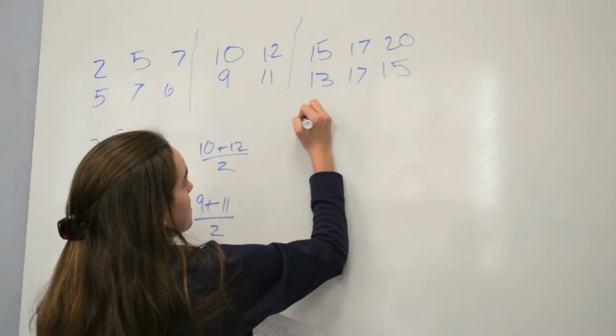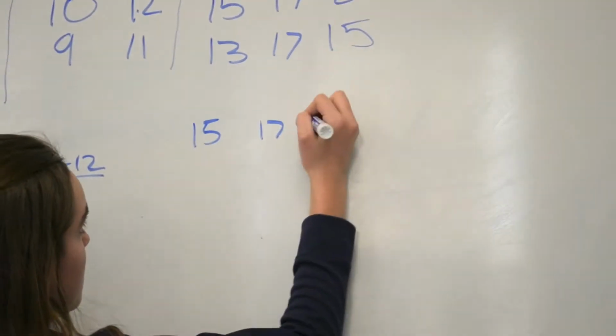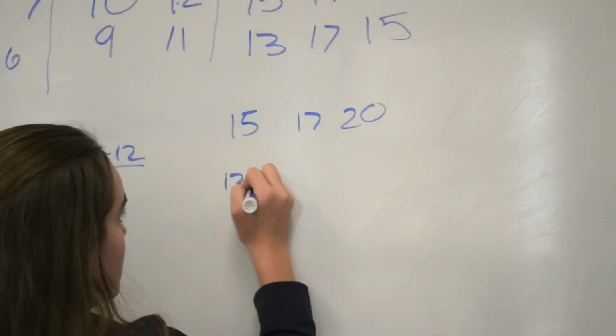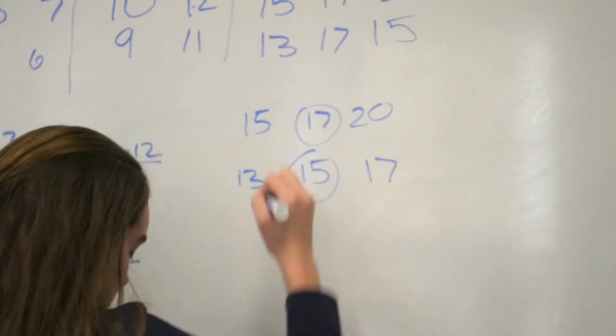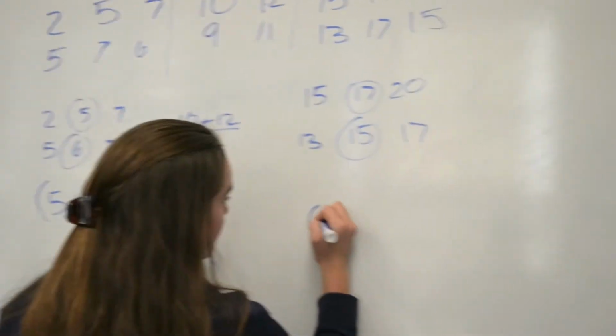And then for this one, you have to write out the same way you did for the first one. So 15, 17, 20, and 13, 15, 17. So it's 17 and 15.